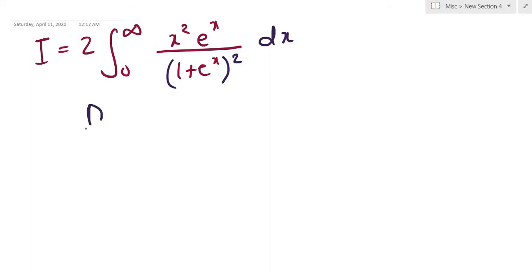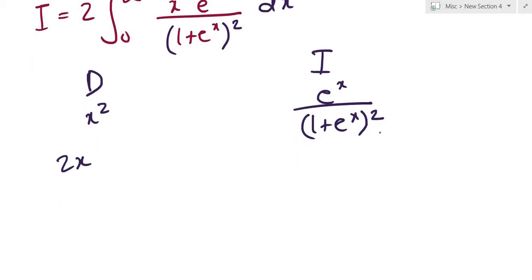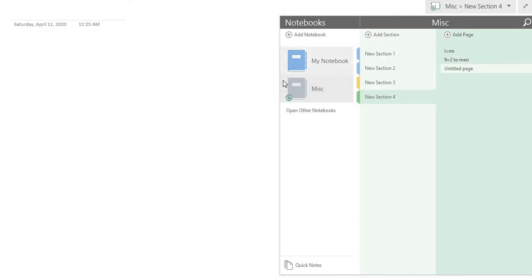So let's do our standard DI method. We want to differentiate x squared, right? So we'll have to integrate the other bit, e raised to x upon 1 plus e raised to x, the whole thing squared. When I differentiate this, I simply get a 2x, and I have to integrate this now to find a suitable antiderivative. So let's do that on another page.